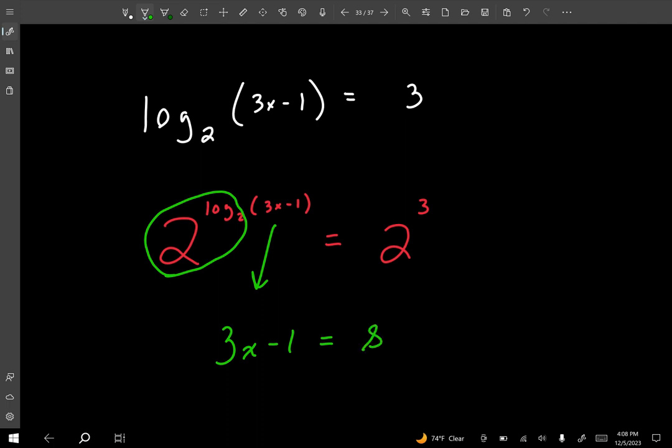Now I'm going to add 1 to both sides. That gives me 3x equals 9. Divide both sides by 3, and I get 3. Trying to circle it, it's not quite working with my pad. Okay, there we go. X equals 3.